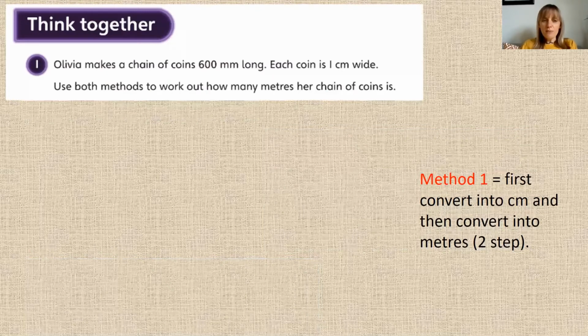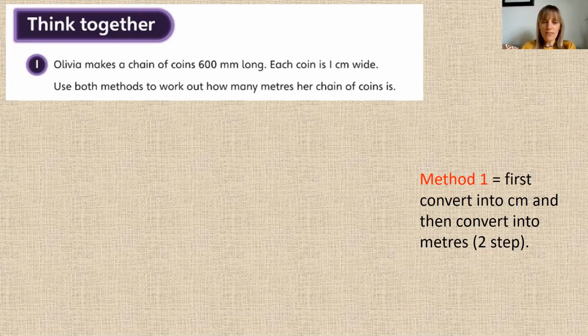Okay, now Olivia has made a chain of coins which is 600 millimetres long. Okay, now we're in millimetres this time. Let me just have a little remember. If I've got 1 centimetre, I've got 10 millimetres, haven't I? There's my conversion I might need for this one. Each coin is 1 centimetre wide.